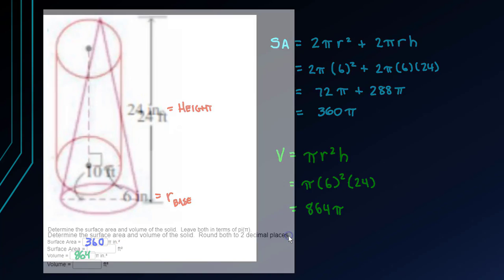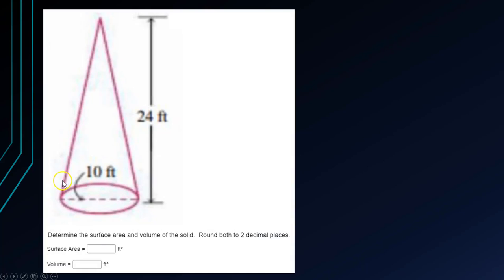For the next one, you were given a cone, which is a 10-foot diameter and a 24-foot height. Knowing that that's the diameter also lets me realize that the radius would be 5 feet, because the formulas that you're given deal with radius, not diameter. Make sure that you make that conversion really quickly. You don't necessarily have to write out what the radius is, but keep in mind that it is the radius that you're looking for.